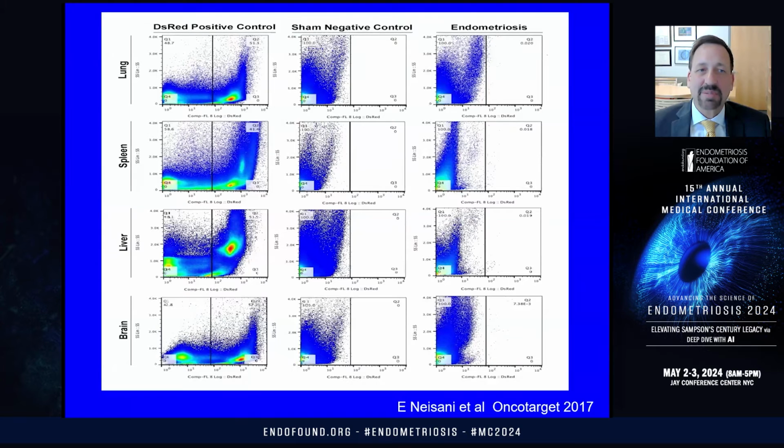And this is some cell sorting experiments we did. We created endometriosis lesions with red fluorescent protein. You can see on the left, the panel there looks at 4 different organs: lung, spleen, liver, and brain. And the left shows the host organism from which we derive the endometrial cells for the transplant. The middle column shows the negative control, where we do not use the red fluorescent animals. And then the third column shows the endometriosis created from those animals with the red fluorescent protein. And we look at those 4 different organs.